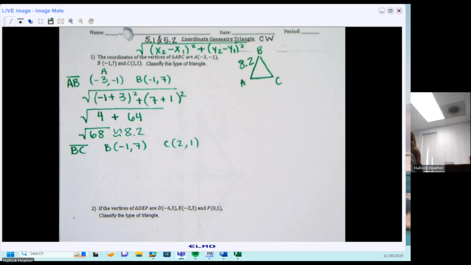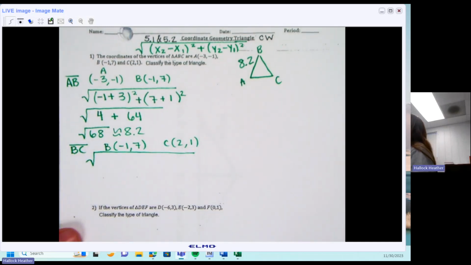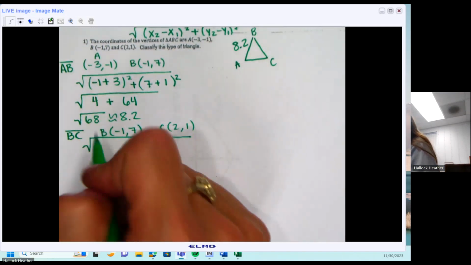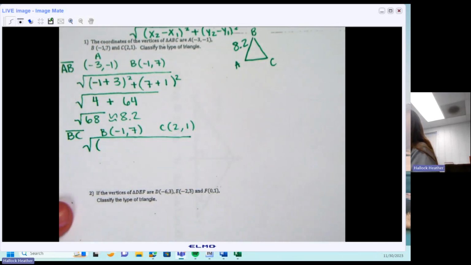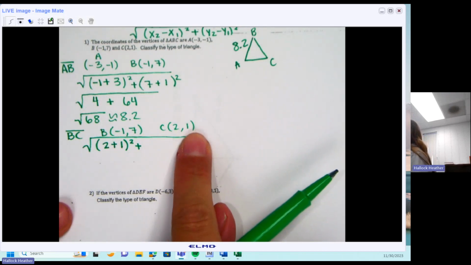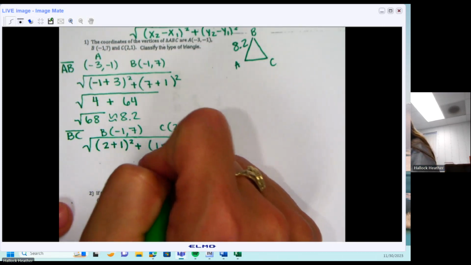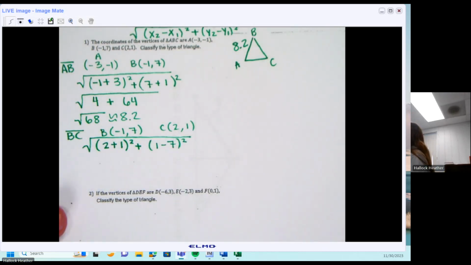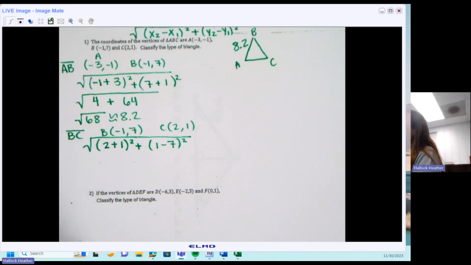And do the same thing. I'm going to take my x's, subtract them, take my y's, subtract them. Just watch for your double negatives. Even if you don't know about the double negatives, your calculator will do it for you. So I'm going to take 2 and I'm minusing -1. Since it's minus negative, it makes plus. So 2 plus 1. And then I'm going to take y2 and subtract y1. So I have 1, minusing 7, to the power of 2. Then I'm going to combine my steps. 2 plus 1 is 3. What is 3 squared? 9.